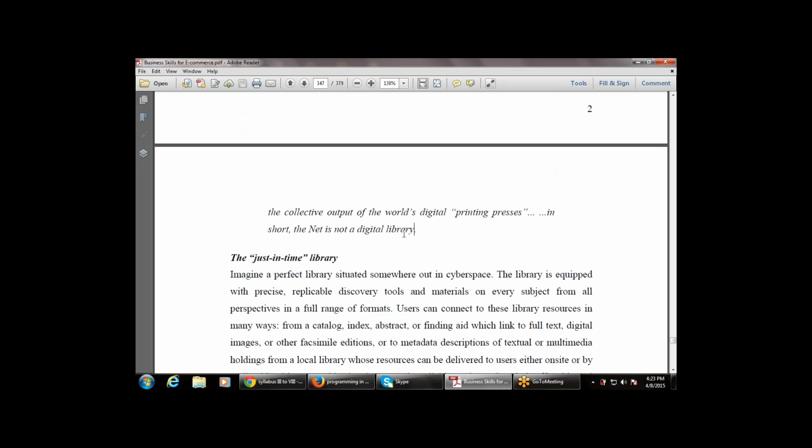In short, the net is not a digital library. That is, the internet is not a digital library, but over the internet there is a thing available that is known as the digital library.